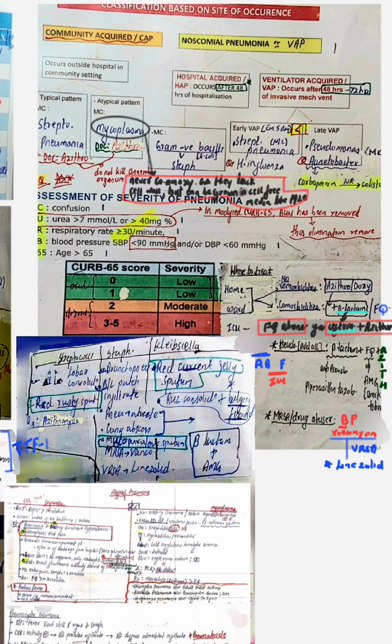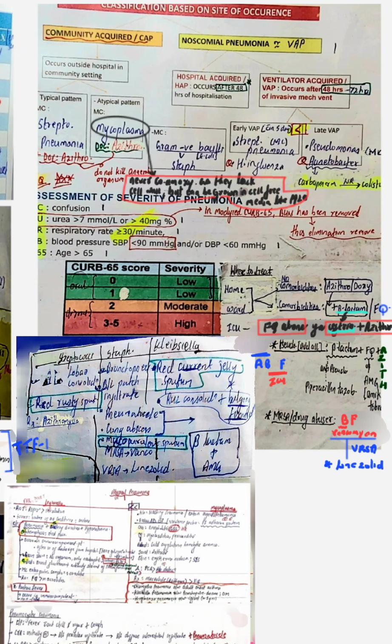Once again, early ventilation pneumonia: the causative organism is Streptococcus pneumonia, like that of typical community acquired. In typical community acquired, most common is Streptococcus pneumonia. So early ventilation pneumonia will also be Streptococcus pneumonia, and the other is Haemophilus influenza.